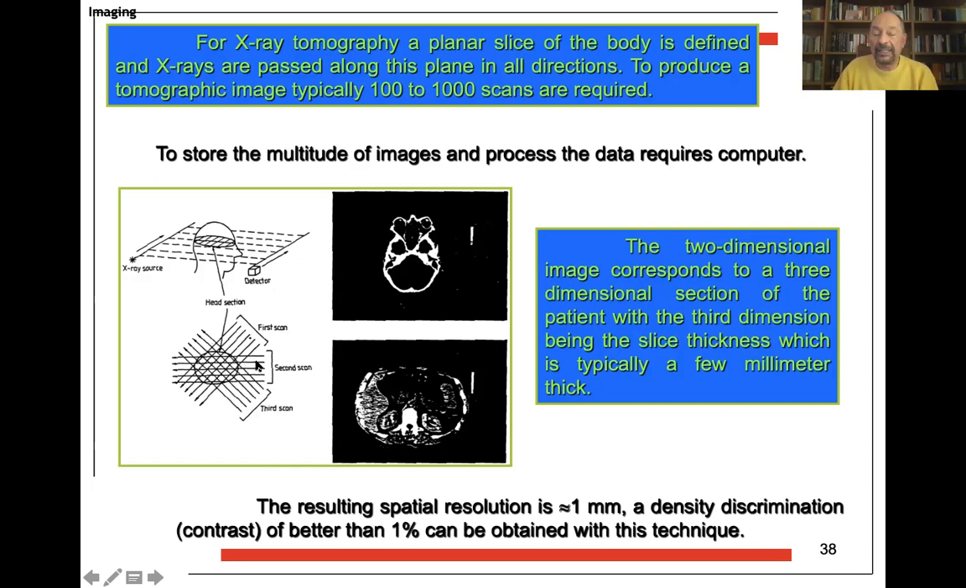And here you use different scans from different angles instead of moving through the patient. The spatial resolution, we will see, can be of the order of 1 millimeter, with density discrimination better than 1%.